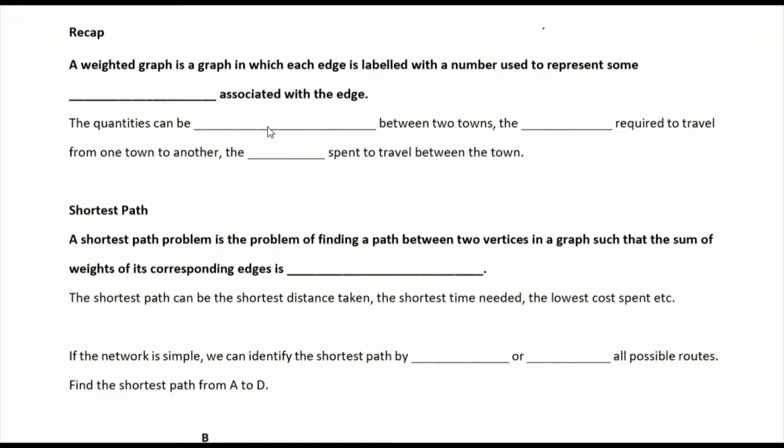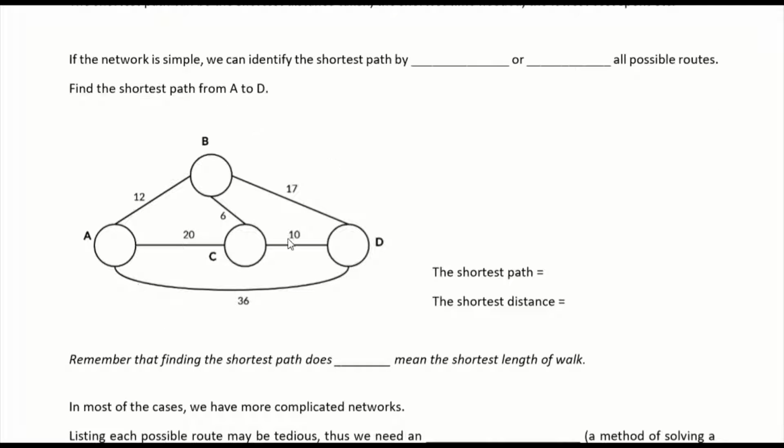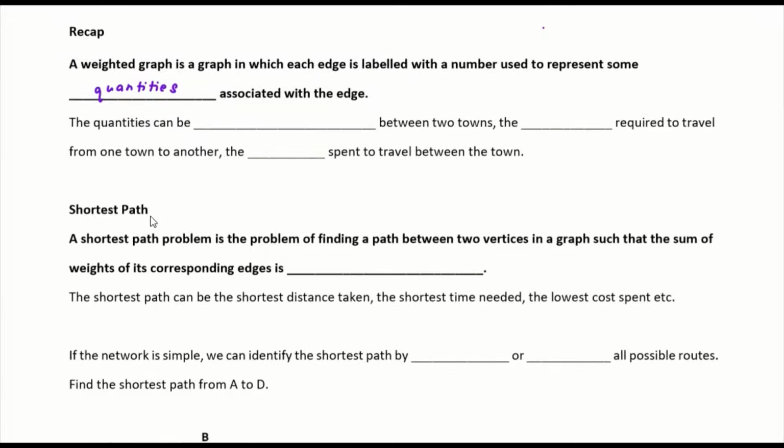Let's start with a very quick recap of what is meant by a weighted graph, which we covered in our first lesson. A weighted graph is a graph in which each edge is labeled with a number used to represent some quantity associated with the edge. For example, on the first page of your handout, this is an example of a weighted graph. You can see there is a number on each edge, and each number represents a certain quantity. This quantity can be different things.